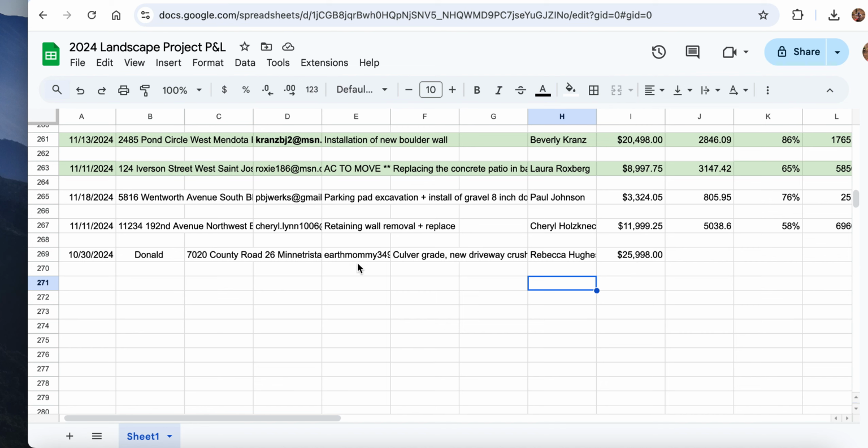But on this particular job, it was all landscape, so you don't need to divide the job cost out or break it down between the two different P&L sheets. It can all just stay on the landscape P&L sheet, since all the work was performed by the landscape crew, and so all the profit would be landscape applicable.